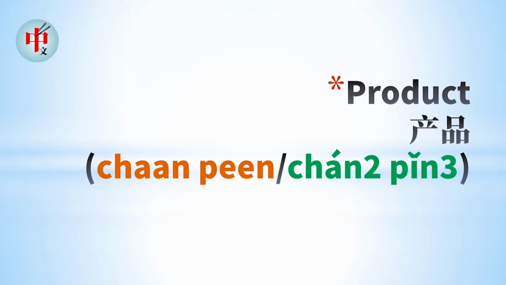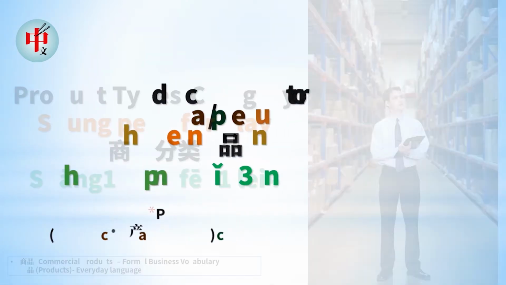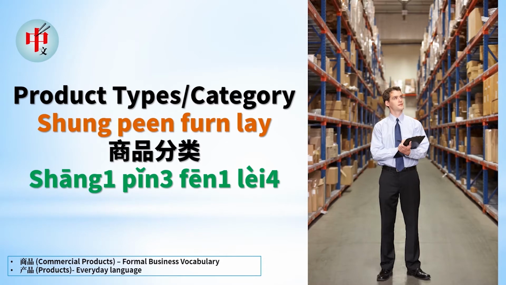Product. Product types or categories. 商品分类. 商品 means commercial products. It is the formal business vocabulary for products. 分类 means type or category. Product types or category.